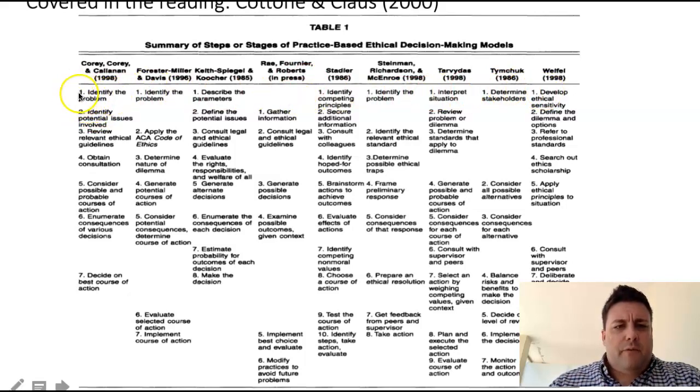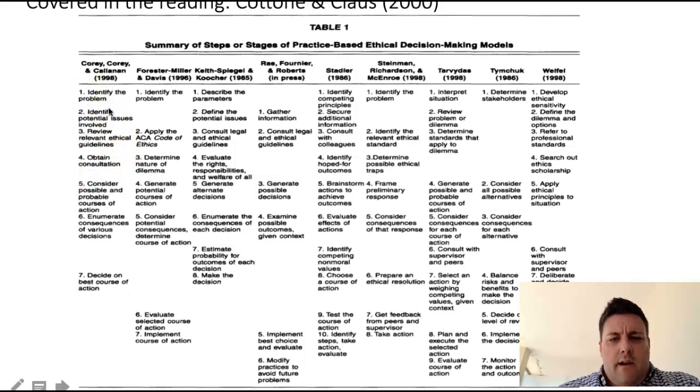So the first one, for example, is some variation on identify the problem across all of these. And as you can see, Ray, Fournier, and Roberts don't really have an identify the problem. Their first step is really gather information. But let's cover the Corey and Callanan model real quick, because I think that's one of the more basic ones.